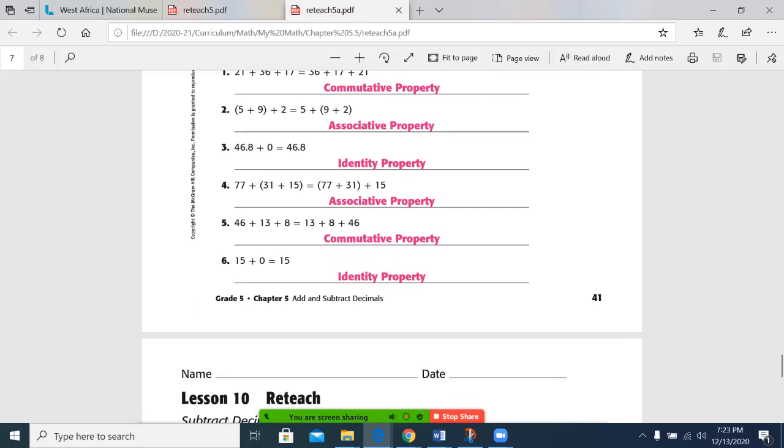This one has a plus 0, so it's identity property. And this one, the order is the same, but the grouping is different where the parentheses are. You see 77 and 31, and 31 and 15. So it's associative. 46, 13, 8, 13, 8, 46, different order, so it's commutative. And this one is plus 0, so it's identity property.